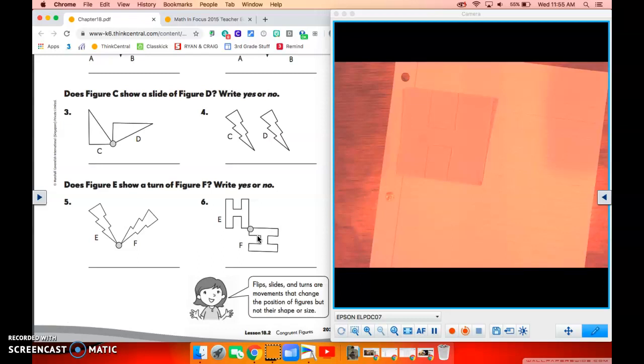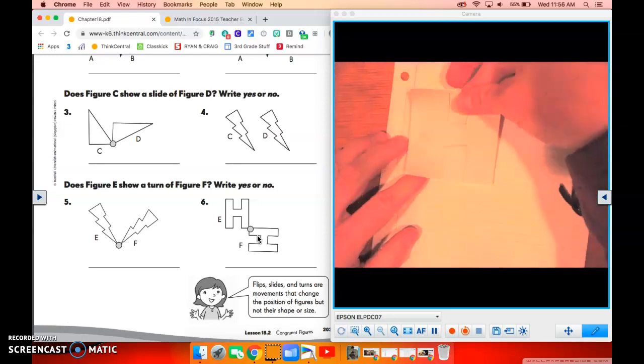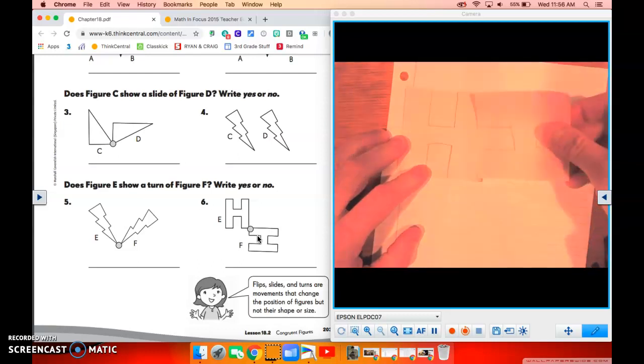What it does is it kind of takes it, okay? It does a turn, but then it also does a flip. So it kind of does 2 different actions on that one.